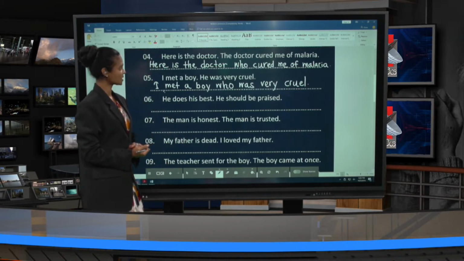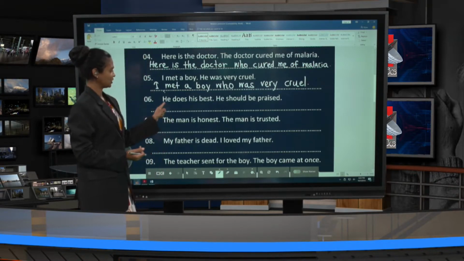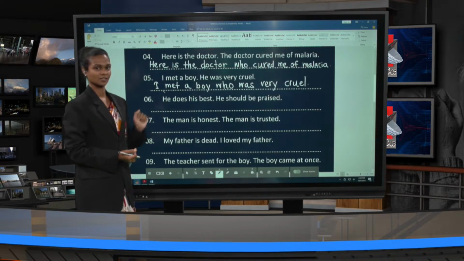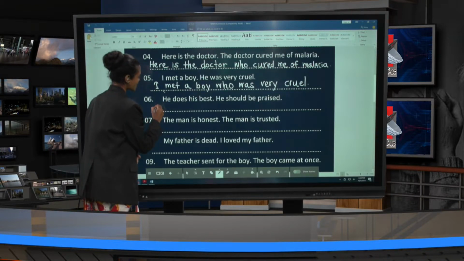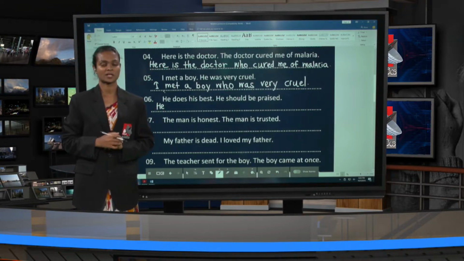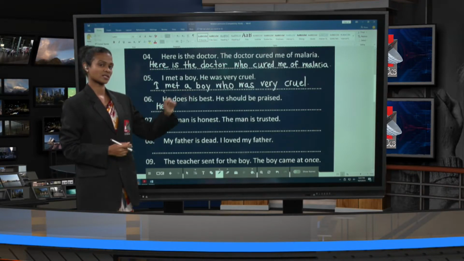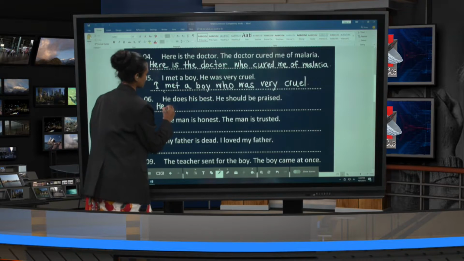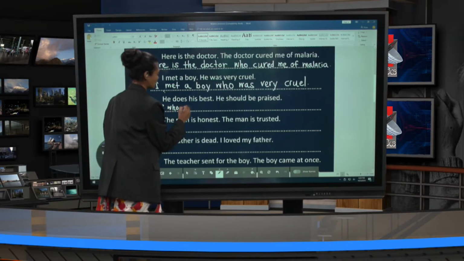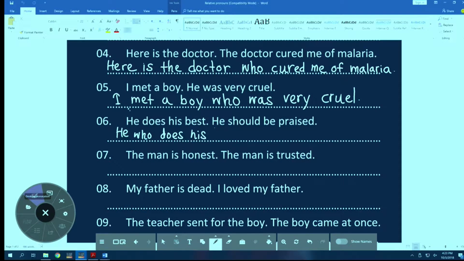How do we form this into relative clause? Here, you have to start it from here. How? Check your answer. He, who does his best? එහෙමද ලියලා තියෙන්නේ. He who does his best. Check this one. He who does his best should be praised.